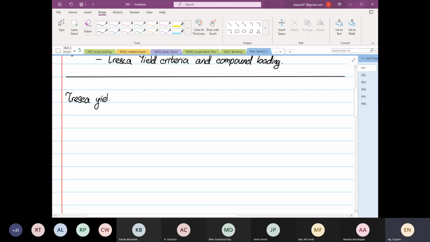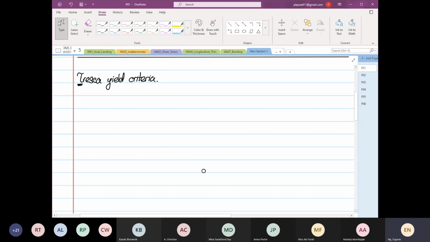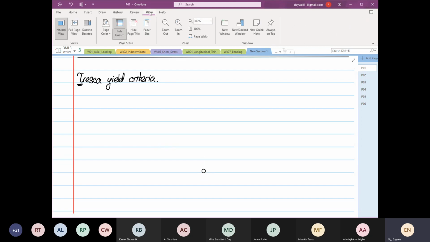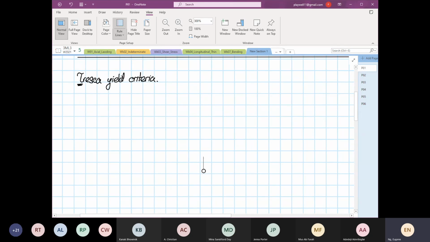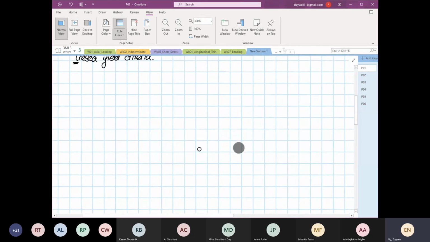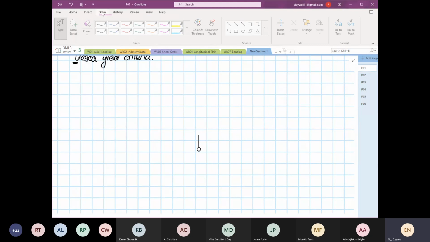You know why for Tresca I use this symbol over here? Because it reminds you that it is a shearing criteria, or shear criteria. Right. So I'm going to draw a diagram, and this diagram has two axes. I'm going to sketch the diagram over here. And this diagram defines the operating boundaries of the Tresca criteria. Okay? The operating boundaries.